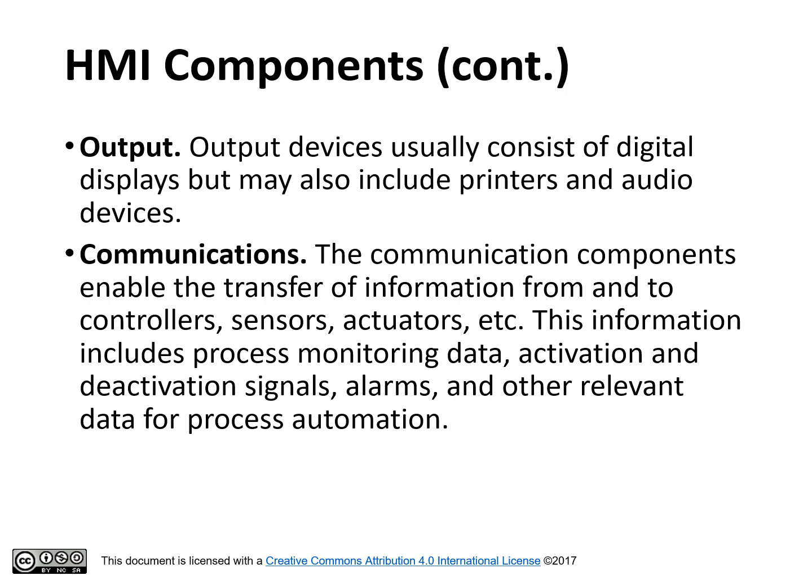Communications. The communication components enable the transfer of information from and to controllers, sensors, actuators, and so on. This information includes process monitoring data, activation and deactivation signals, alarms, and other relevant data for processing automation. Examples of communication devices include routers, switches, network cables, serial wires, and wireless modems.